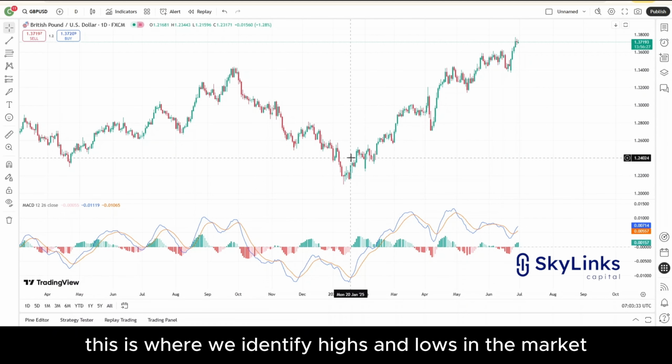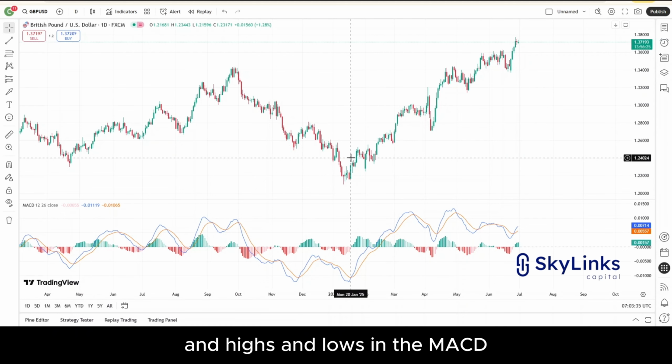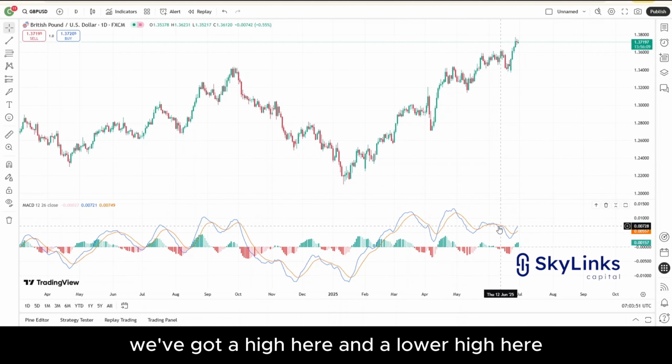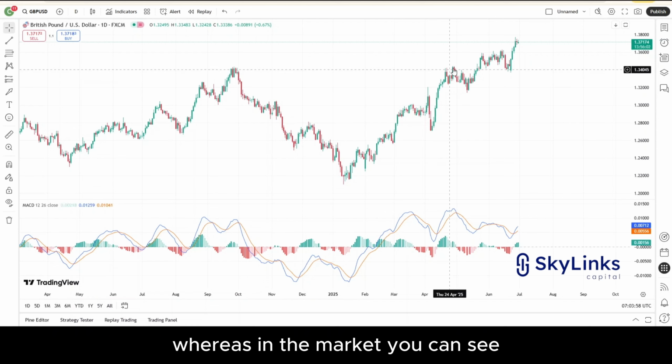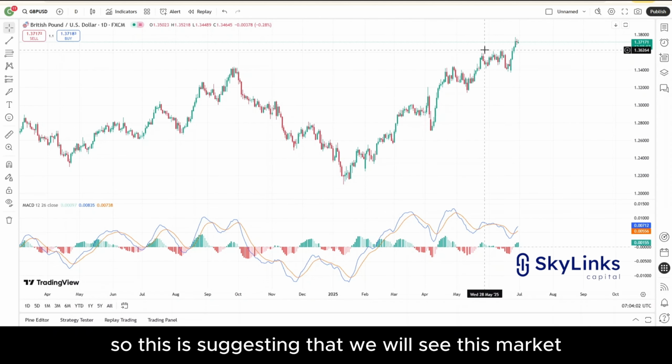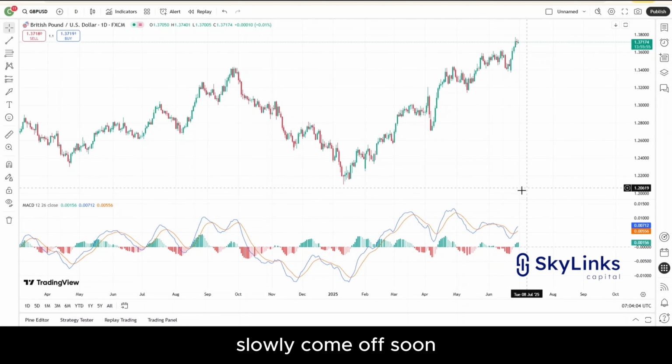This is where we identify highs and lows in the market and highs and lows in the MACD. Now you can see we've got a high here and a lower high here, whereas in the market, you can see we've actually got a higher high and higher low. So this is suggesting that we will see this market slowly come off soon.